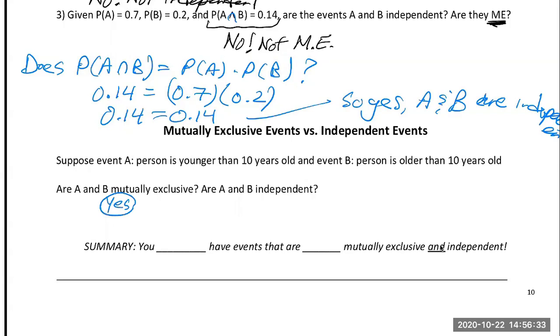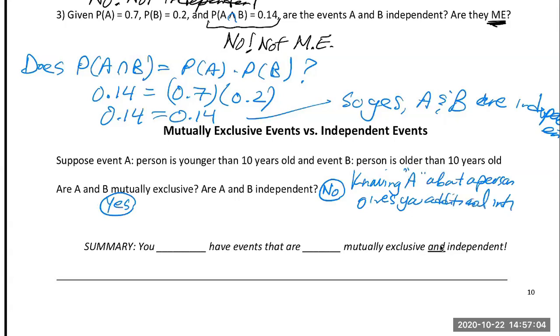Are they independent of each other? If I told you that someone is younger than 10, does that give you additional information about their likelihood that they're older than 10? Well, it does give you additional information. If it does give you that type of information, then they're not independent. Knowing event A about a person gives you additional information about the likelihood of being event B. And the likelihood basically is that it's impossible. If they're younger than 10, it's impossible that they're also older than 10.